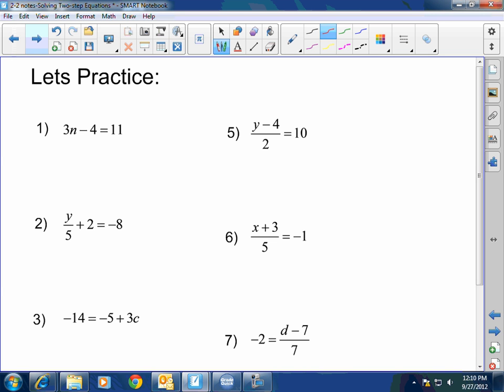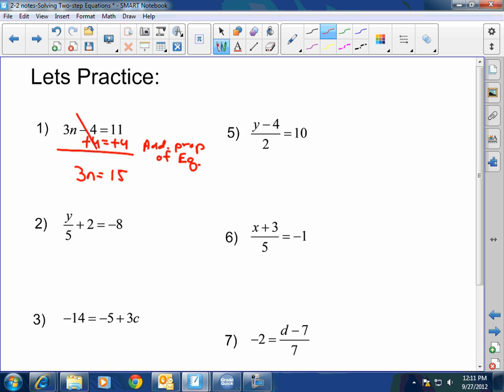The questions I'm always going to ask myself is, okay, I got to get rid of addition and subtraction first. So 3n minus 4. Okay, I have a negative 4 here that's being added to the 3n. How do I get rid of a negative 4? By using the additive inverse, so I add 4 to both sides. What property of equality allowed me to add 4 to both sides? The addition property of equality. Then I'm left with 3n equals 15.